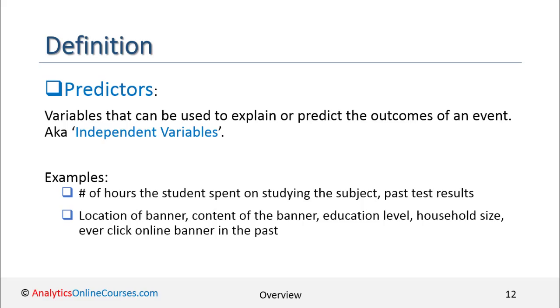For the person to click or not to click on a particular online banner ad, we can use the following predictors: location of the banner, content of the banner, the education level of the person, household size, or whether the person ever clicked an online banner in the past or not.